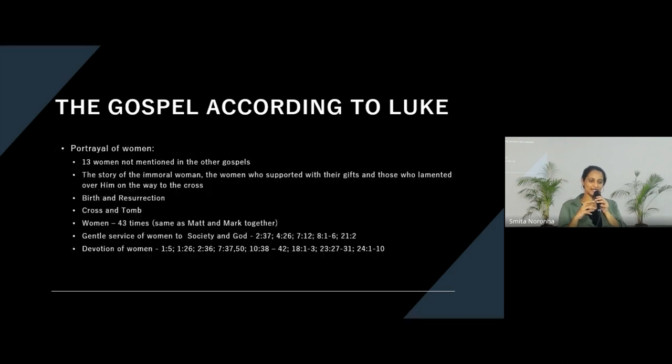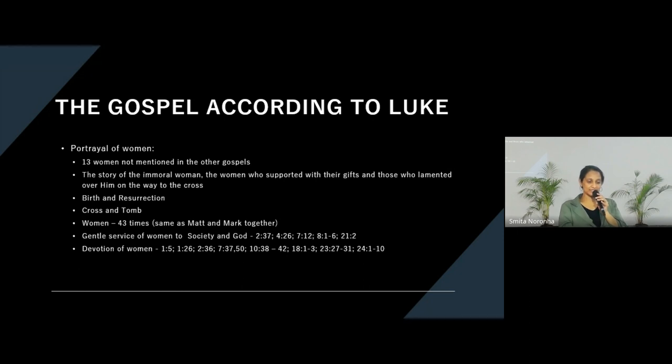Luke also focuses a lot on women compared to the other Gospels. There are 13 women in the Gospel of Luke who are not mentioned in the other Gospels at all. Some of the women he mentions are the immoral woman, the women who supported Jesus' ministry with their gifts, and those who were on the sides, mourning as Jesus was going to the cross.